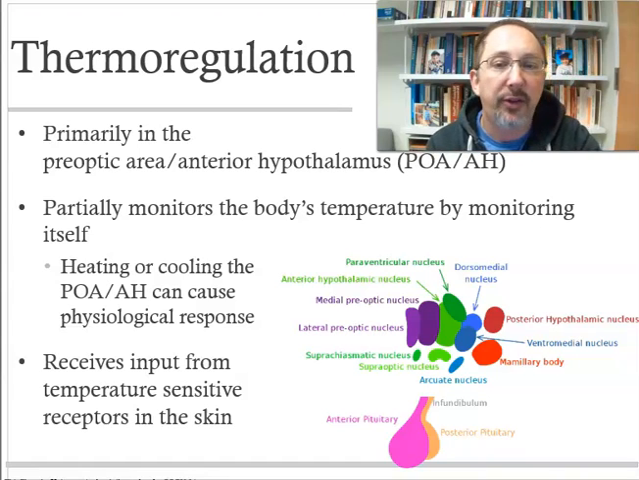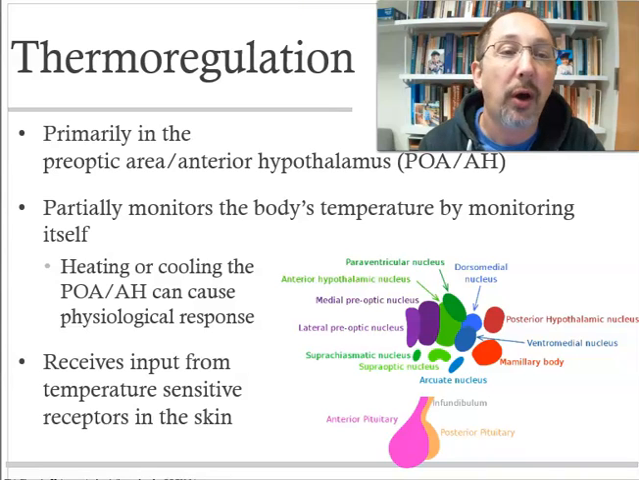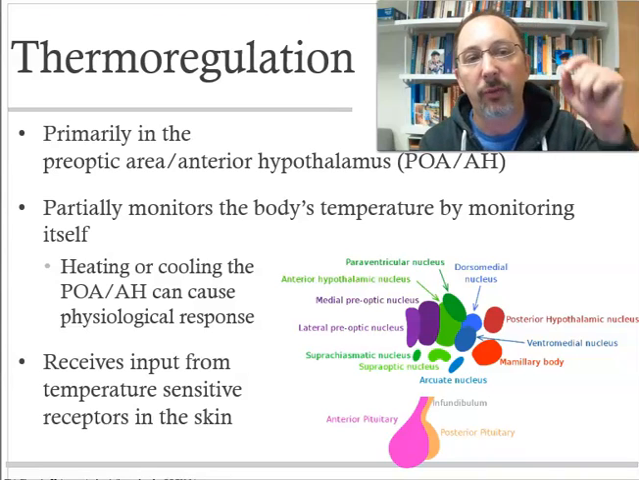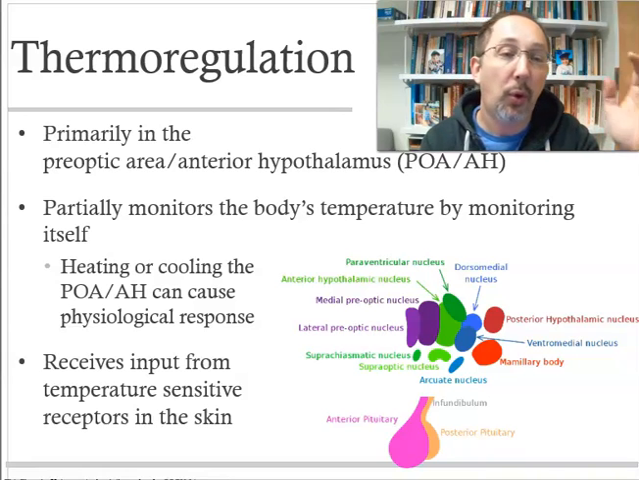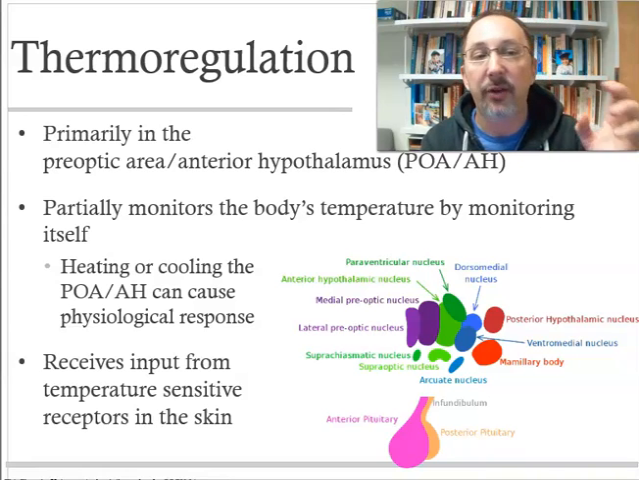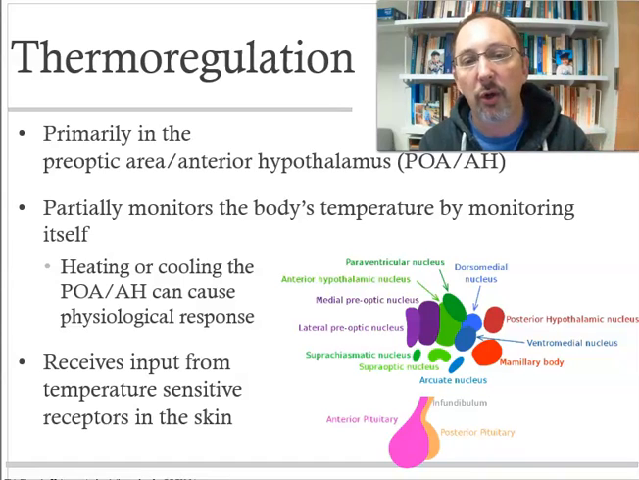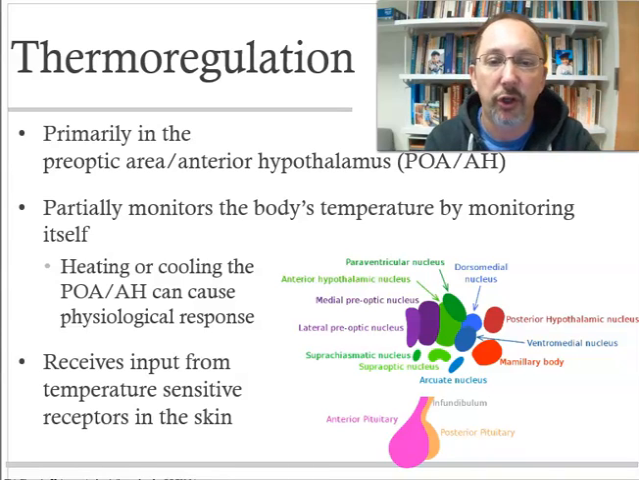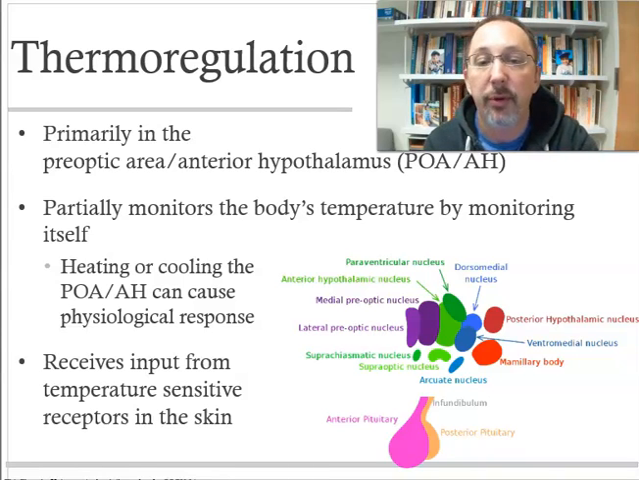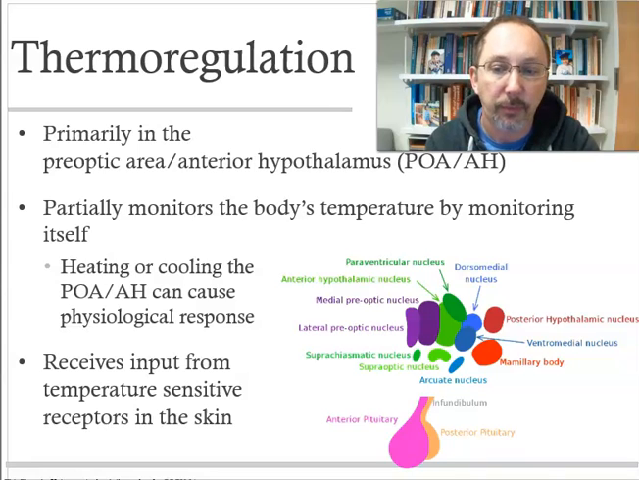Now, you can actually heat or cool this area and cause a physiological response. So animal studies will put an electrode directly into these areas, heat them or cool them, and you can actually see the animal either start sweating or freezing, which means this nucleus is monitoring its own temperature to know what it should do. But it also receives input from temperature-sensitive receptors in the skin.